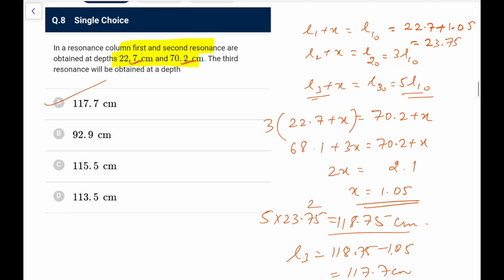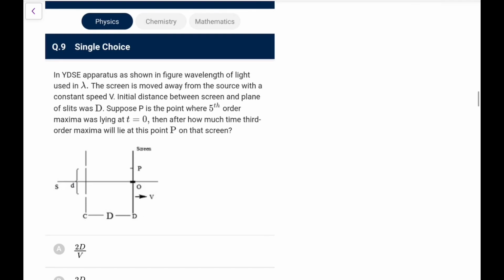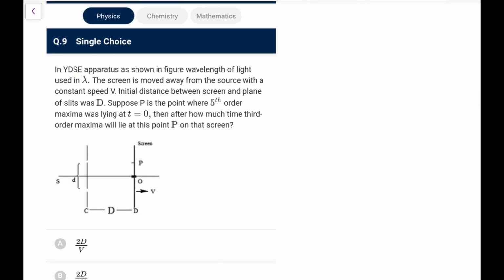Go for option A. Next, in YDSE apparatus as shown in figure, the wavelength of the light used is lambda. The screen is moved away from the source with a constant speed v. Initial separation is d. Suppose P is the point where the fifth order maxima was at t equal to 0, then after how much time will the third order maxima lie at P?